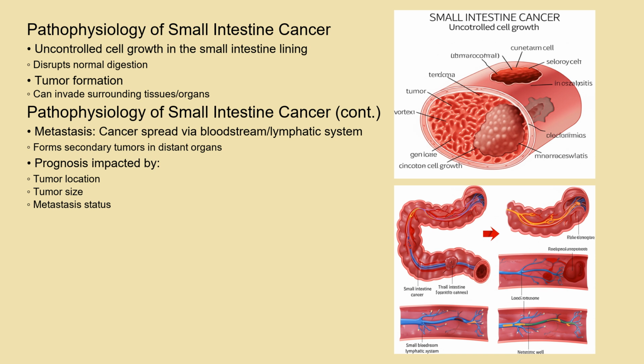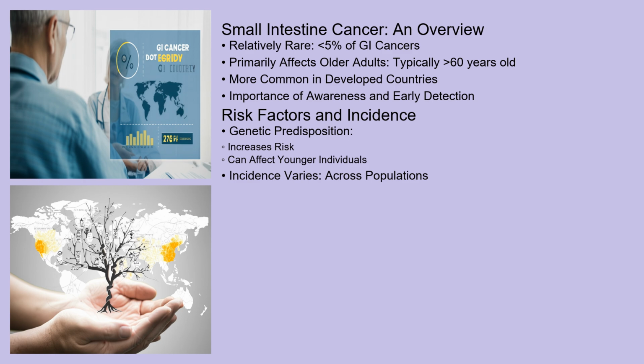Cancer cells can also spread to distant sites in the body through the bloodstream or lymphatic system, a process called metastasis. This spread can lead to the formation of secondary tumors in other organs, making the cancer more difficult to treat. The specific location of the tumor within the small intestine, its size, and whether it has metastasized all significantly impact the patient's prognosis.